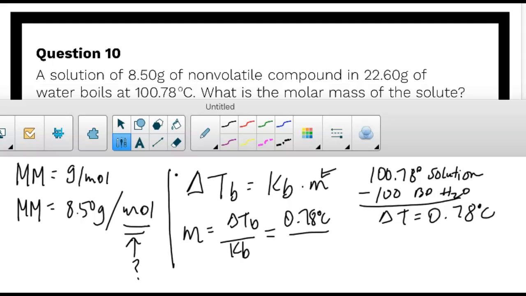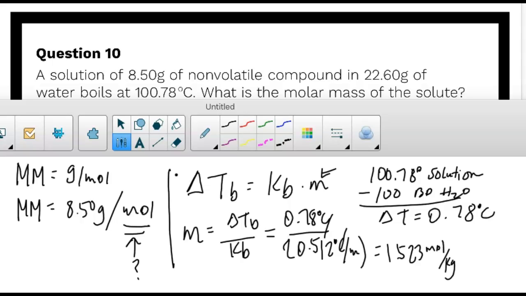Our K_B value is going to be on your chart, so you have to look for it. It's 0.512 degrees Celsius per molality. When you cancel, you get your molality, which is 1.523 m, which is the same as moles per kilogram.